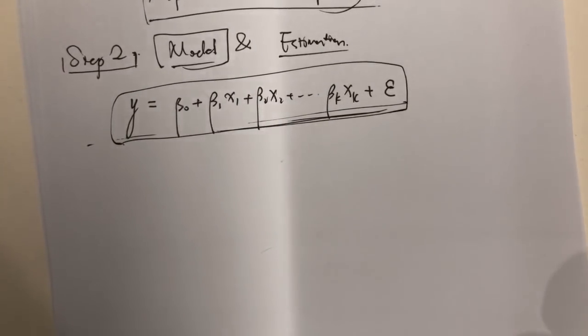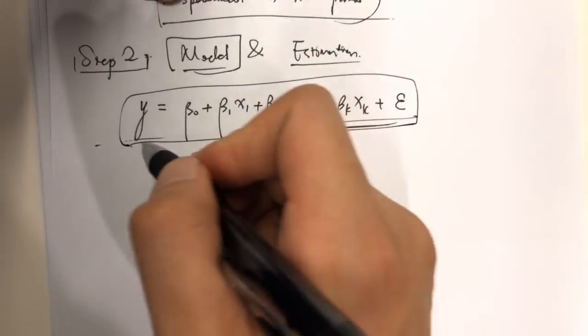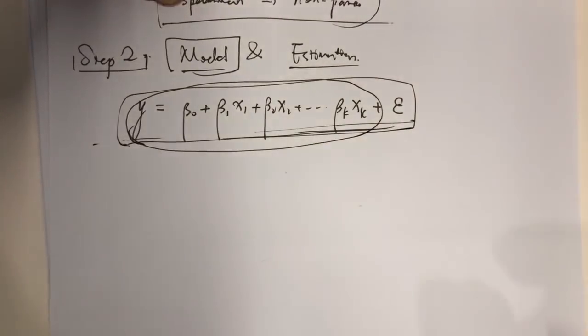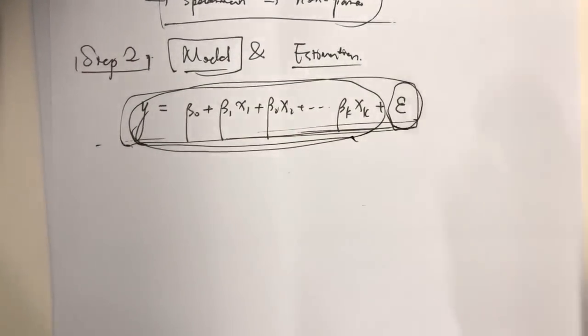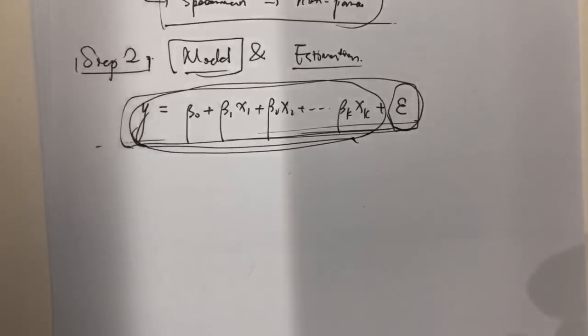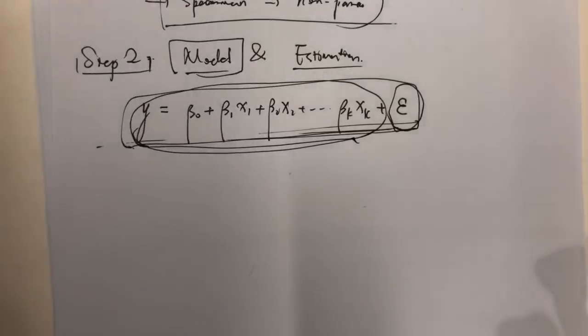And we know this model can be broken down into 2 parts. The first part is the deterministic part, which is the straight line. And the second part is the error term, which is stochastic or random, okay? So this is the model.